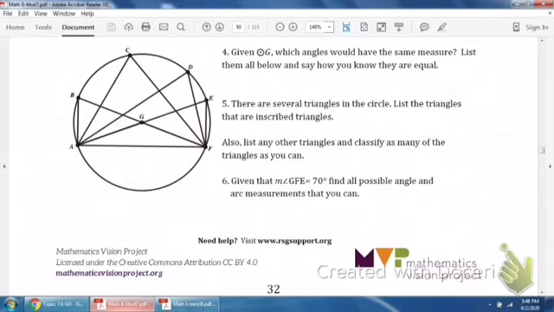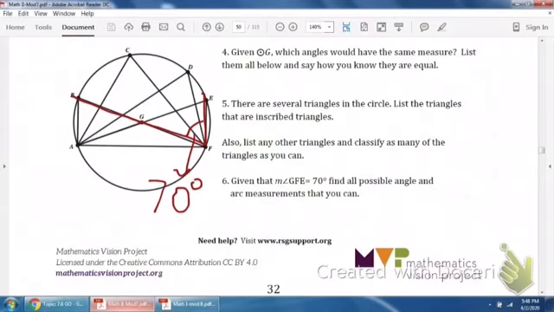And then when you get to 6, it's kind of like number 1. They're going to give you an angle now, and you just have to find everything else you possibly can. So GFE is 70. That one's 70. Which means, just extend that. So this is an intercepted arc that's 70 degrees.